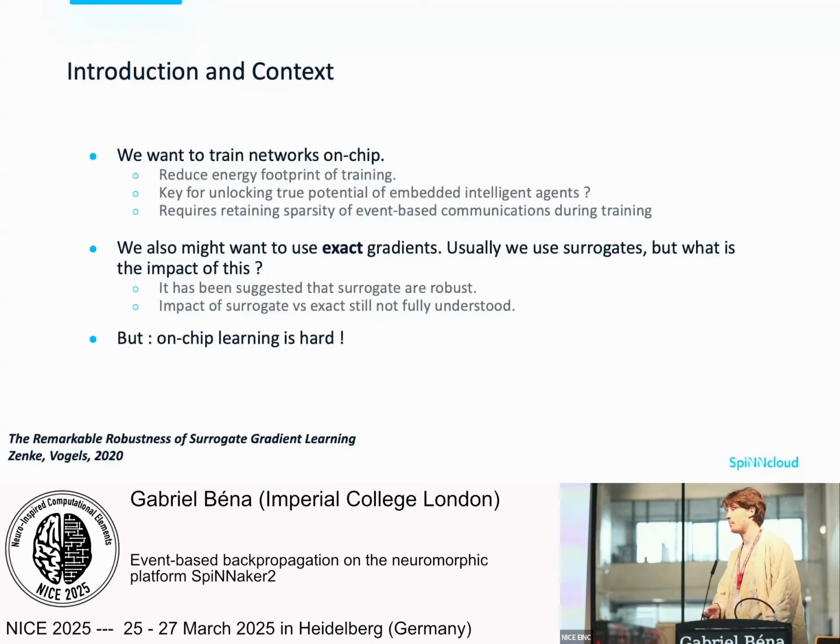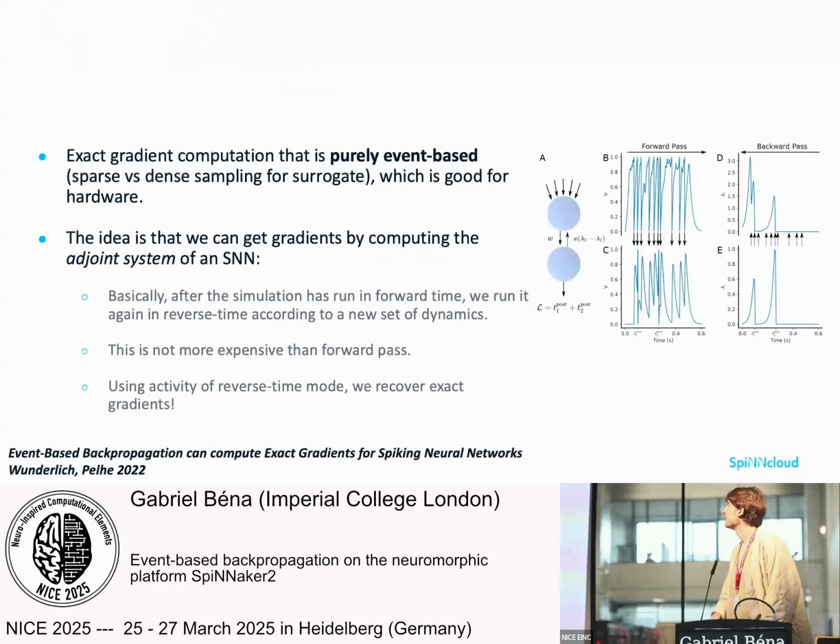A lot of amazing work has been done with surrogate gradients, and these have been incredibly effective in training SNNs in the past years. And it's been suggested that surrogate gradients are actually a way to robustify our networks, but the impact of using surrogate versus exact gradients is still not fully understood, in my opinion. The key to all of this is that on-chip training is actually fairly hard, right?